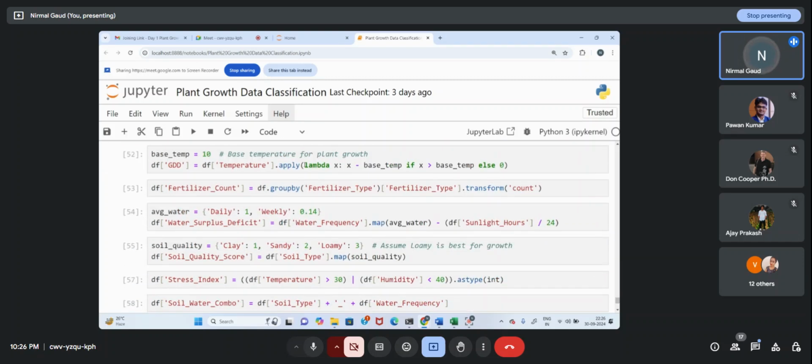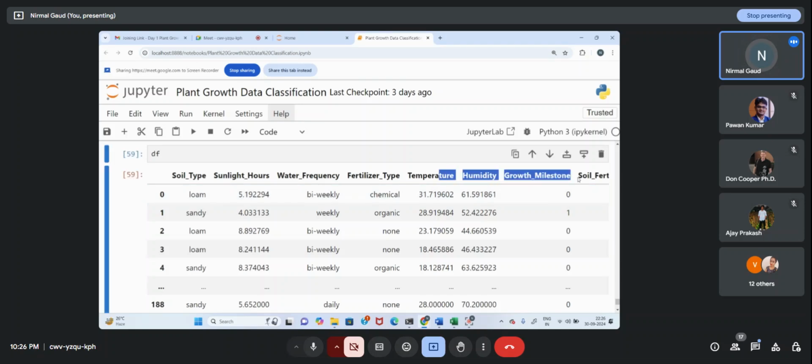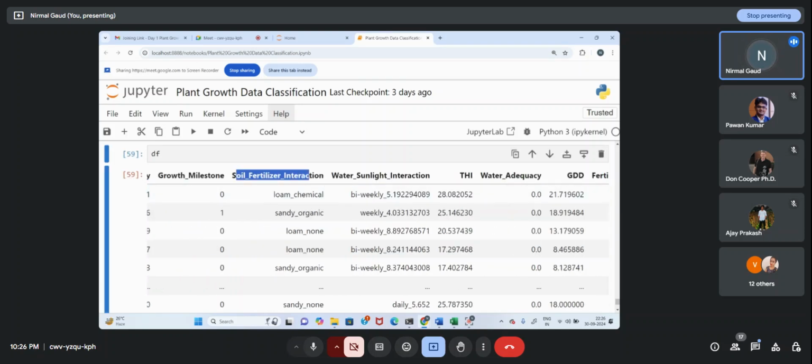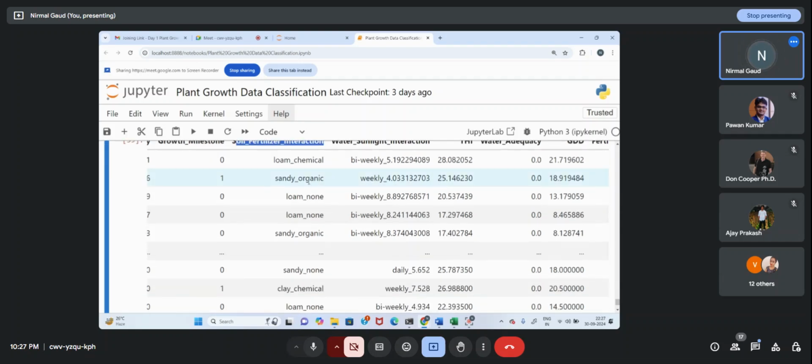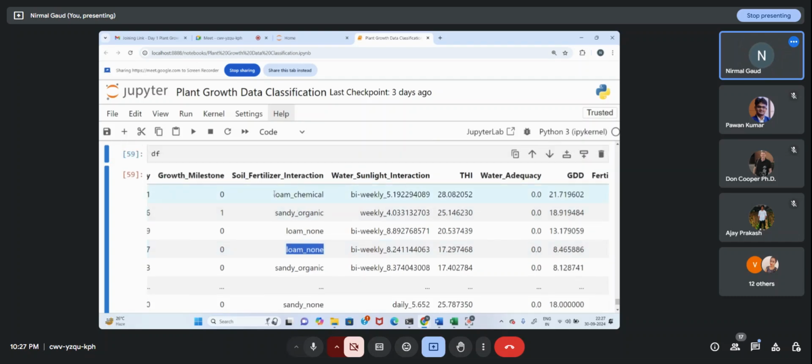However, I'm not sure what kind of result I'm getting for the soil fertilizer interaction. This is what I'm getting. Okay, the things are clear when I see the output. Loam chemical, sandy organic, loam none, and so on. So this is the soil and this is the fertilizer used for it. Previously I had them in different features, different columns. Now I am having them in one column itself. So the new column I created is soil fertilizer interaction. This is my feature engineering.